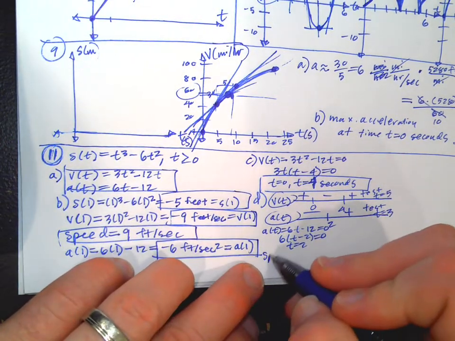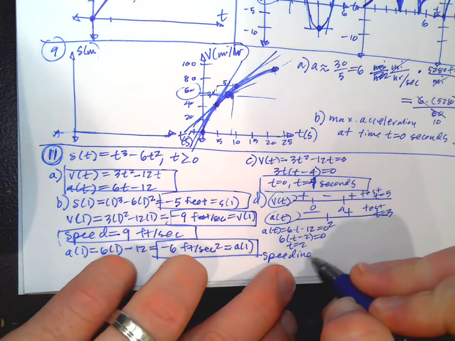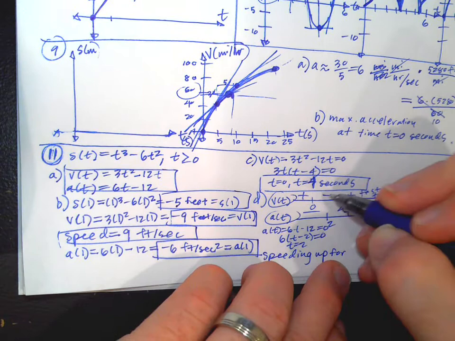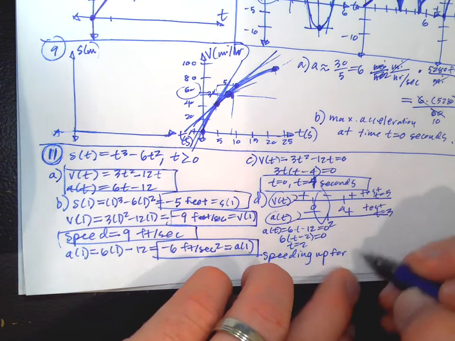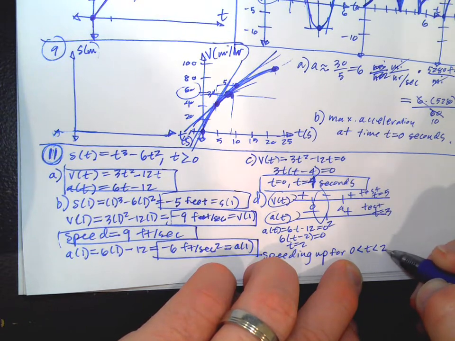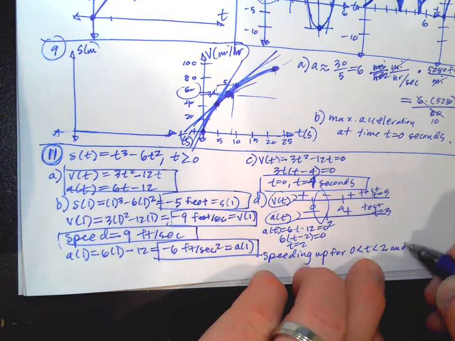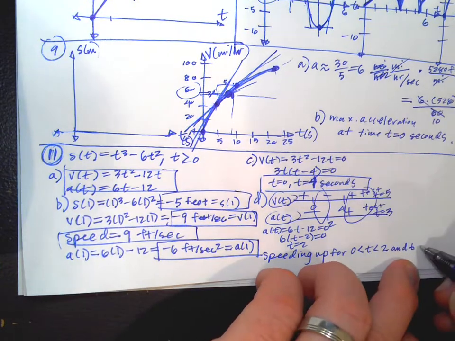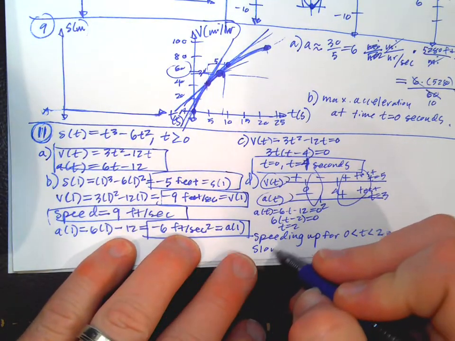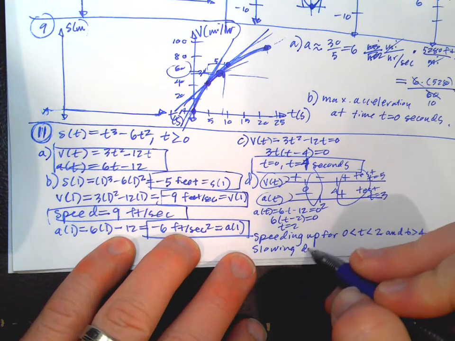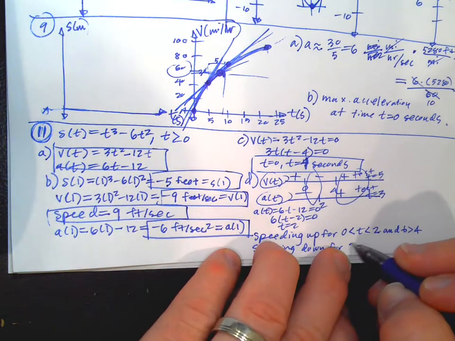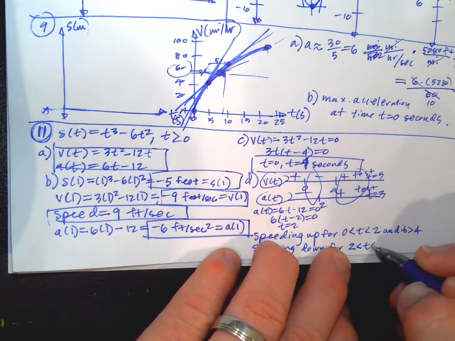Speeding up is when they have the same sign. Speeding up for when they have the same sign, positive: 0 to 2, and t is greater than 4. We could do interval notation if you want. Slowing down for 2 to 4 seconds.